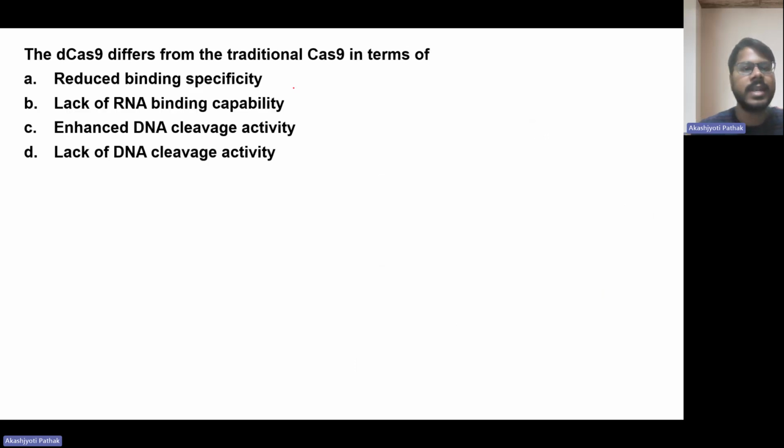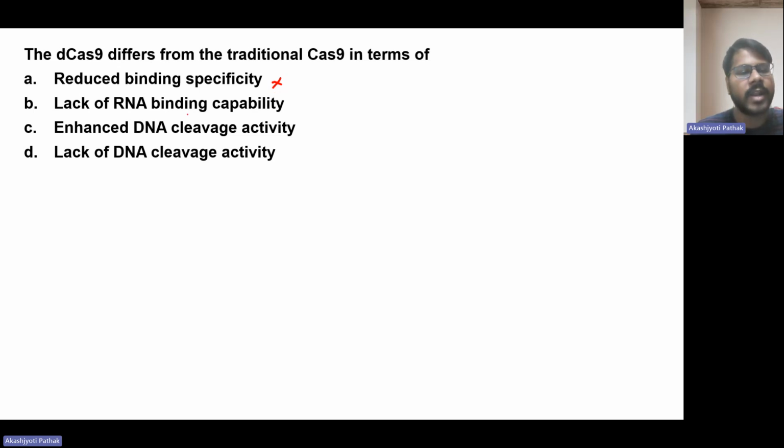Okay. So the dCas9 differs from the traditional Cas9. D stands for dead Cas9. Okay, dead Cas. So how is it different from the traditional Cas9? One option is reduced binding specificity. This is wrong. Binding specificity is there because that is being conferred by this single guide RNA.